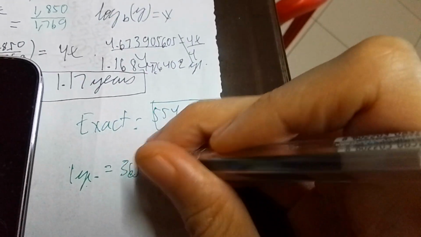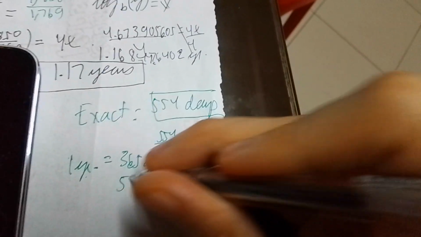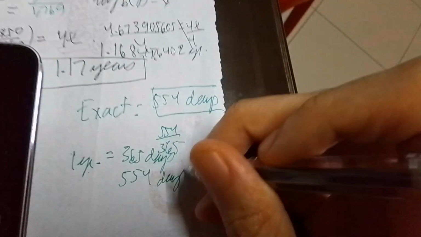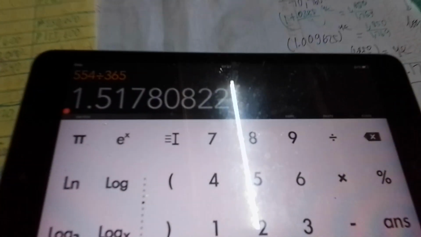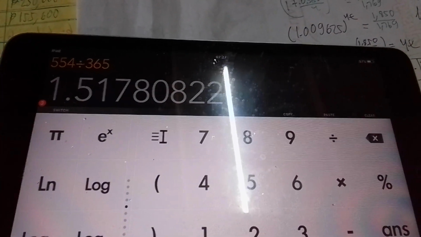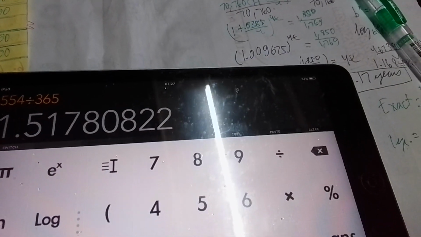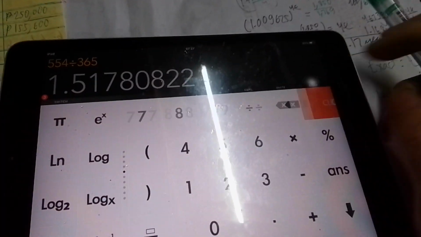Remember, we have 1 year is equivalent to 365 days. But the 554 days, that is when you divide. So that's why you get something like this. So dividing that by 365, you should get this answer of 1.51 something. And then applying the formula, you should do something like this.